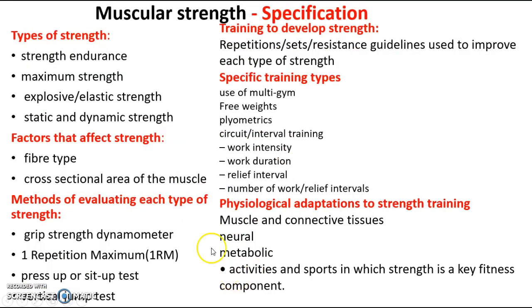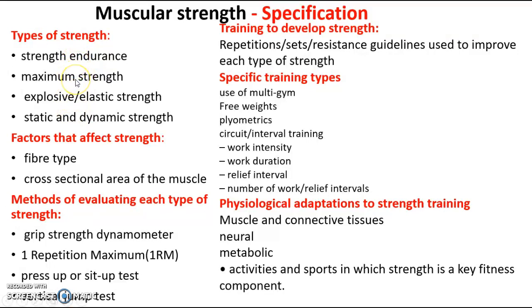This is a specification. These are the things that you will be required to do by the end of muscular strength. Today's screencast is going to focus on the first column. So it's going to have types of strength, factors that affect strength, and methods to evaluate each type of strength that is required. At the end of the screencast, you might just want to check to see if you can do this stuff. In the lesson, we'll have a look at how we train to develop these different types of strength.